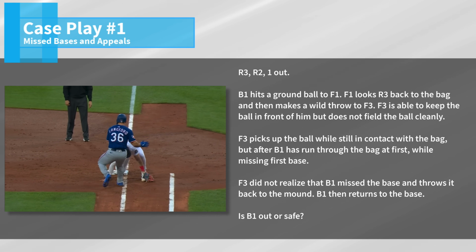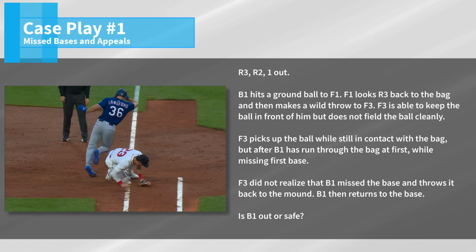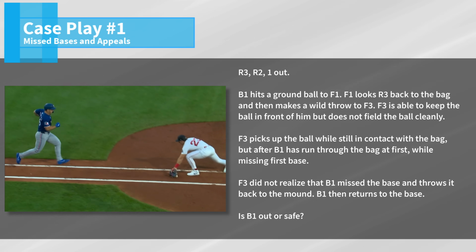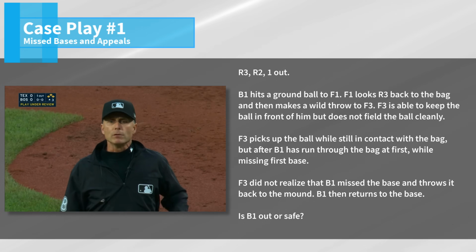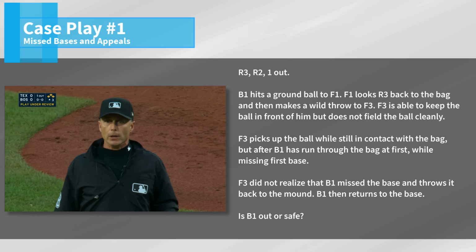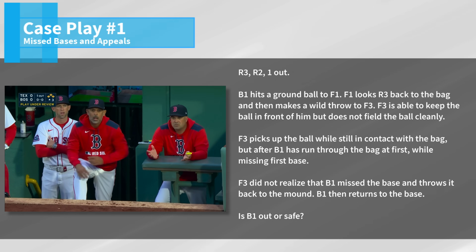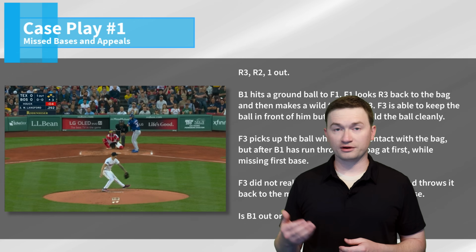F3 did not realize that B1 missed the base and throws the ball back to the mound. B1 then returns to the base. Is B1 out or safe? After review, the call on the field is confirmed. The runner is safe. The correct answer here is that the batter runner is safe.